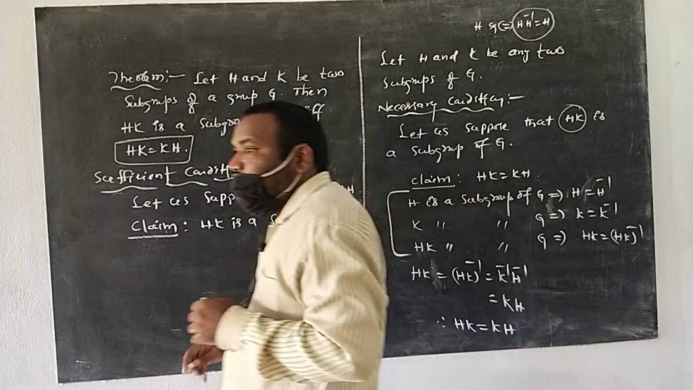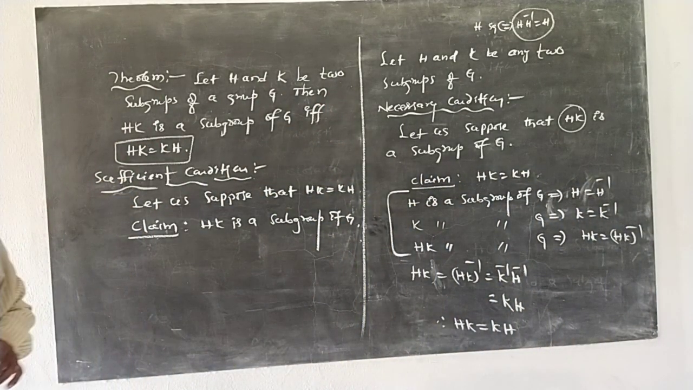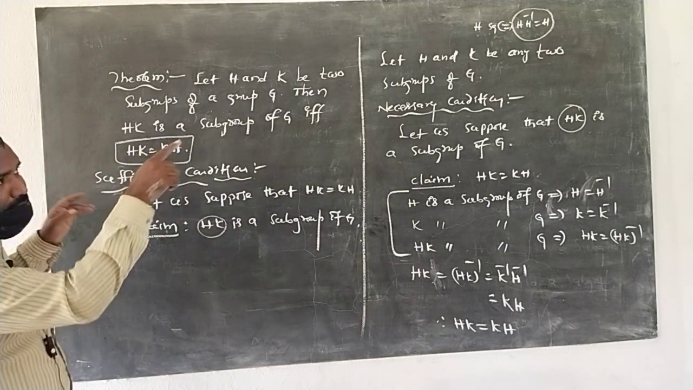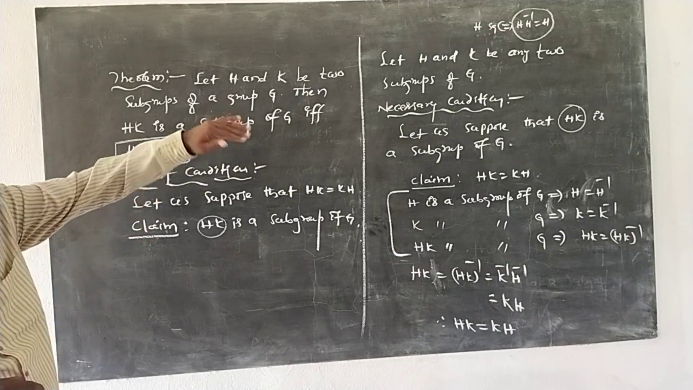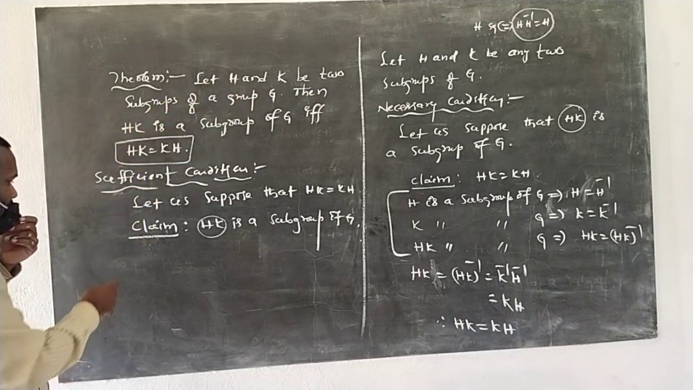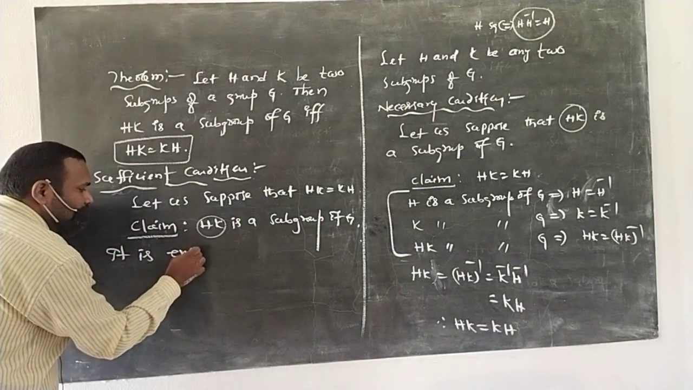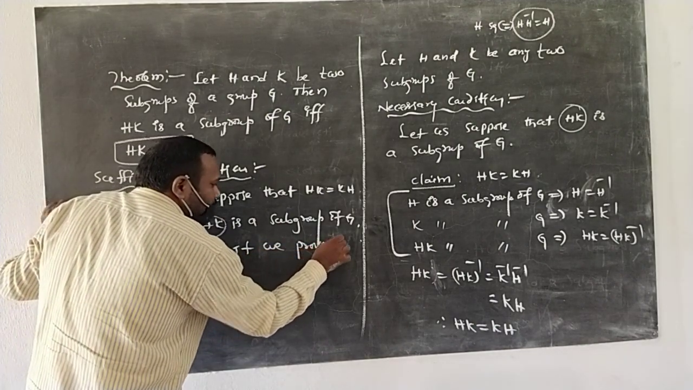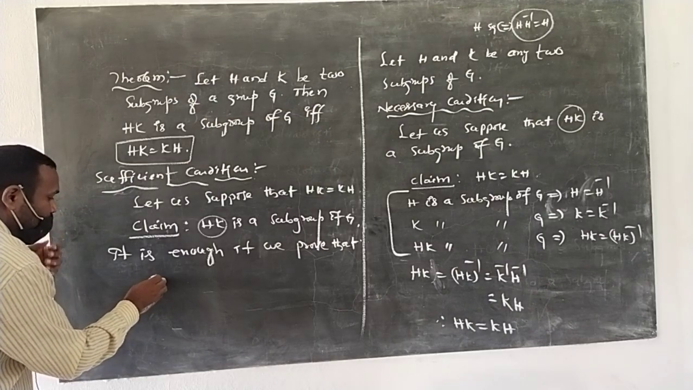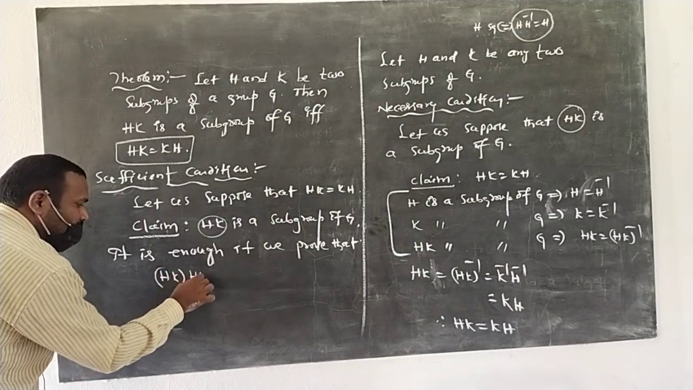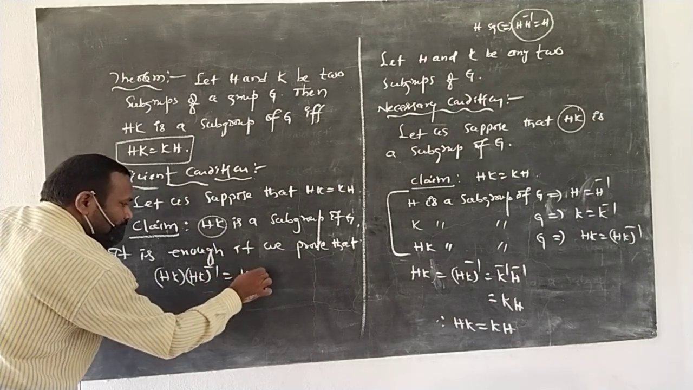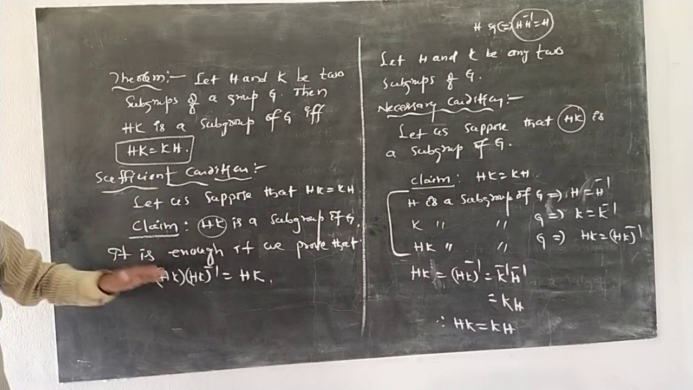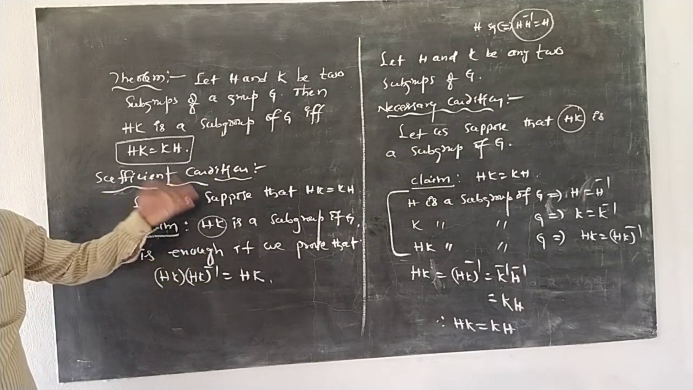Okay, to show HK is a subgroup we use result 2. I have given result 2 already. To say HK is a subgroup, put HK in place of H. Now it is enough to prove that HK whole inverse equal to HK. If you can prove this, then HK will become a subgroup.